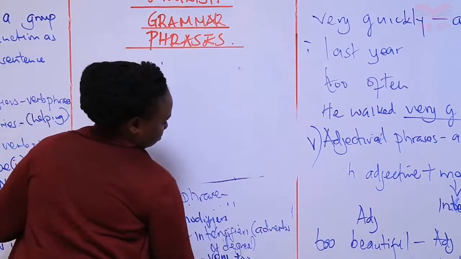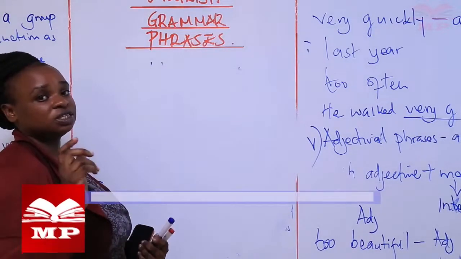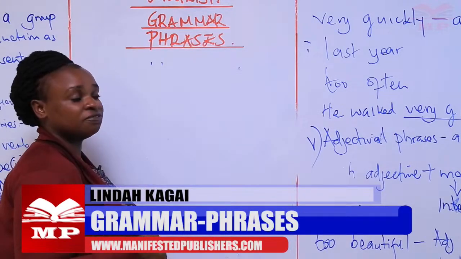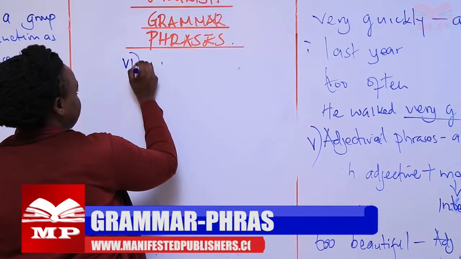A participle phrase. We've said that phrases can function as nouns, they can function as verbs, they can function as adjectives, they can function as prepositions. And again, they can also function as a participle.